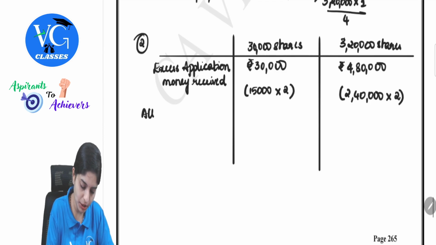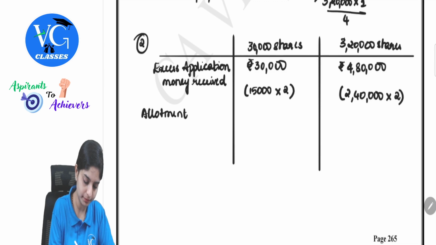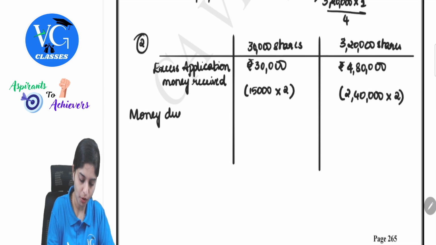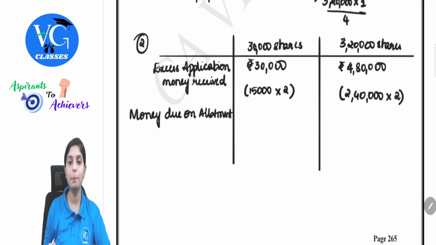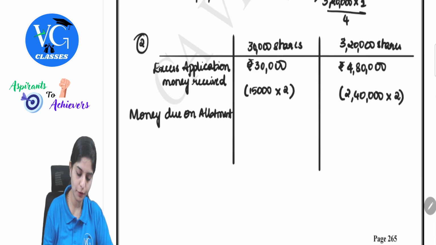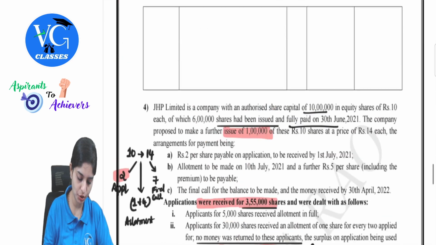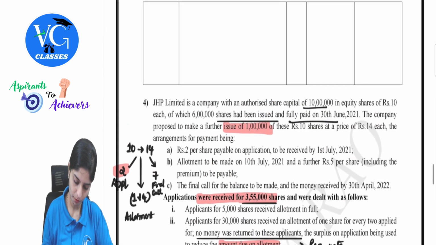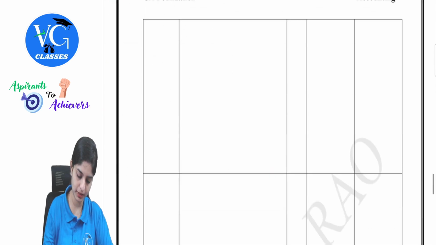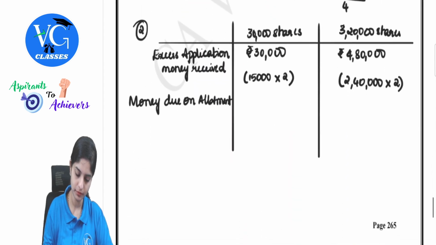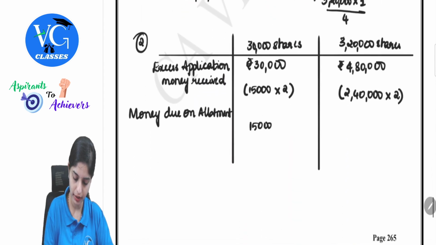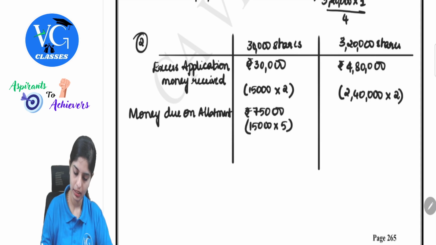We have to find out how much is the money due on allotment. So here we'll also take the premium amount. So premium, if you observe, the installment of allotment was how much? 5 rupees. So 15,000 into 5. This will be how much? 75,000.